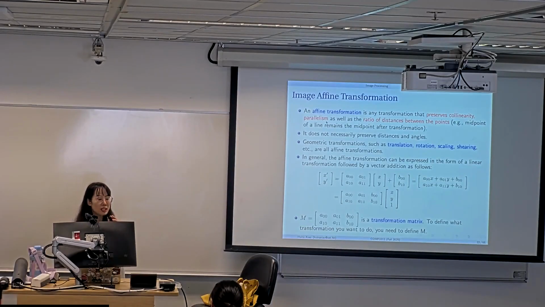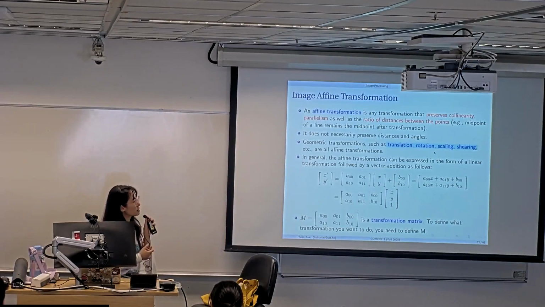And when we apply it in image processing, we will find that actually this concept is very useful. For all the affine transformations, it does not necessarily preserve distances and angles. Actually, distances and angles can all change in such an affine transformation. And some geometric transformations, such as the commonly seen translation, rotation, scaling, shearing, are all affine transformations because they keep the collinearity, the parallelism, and also the ratio.